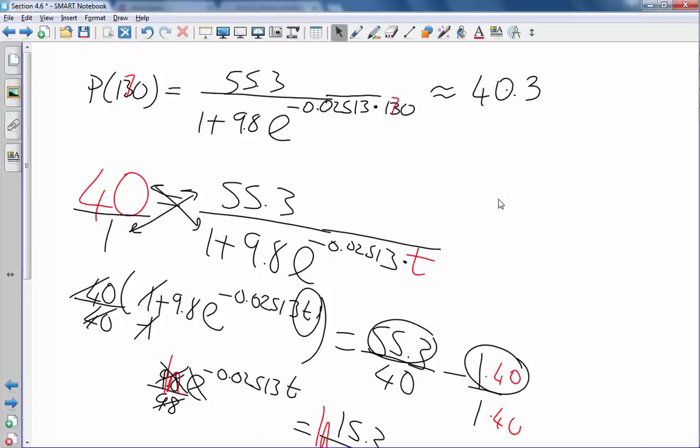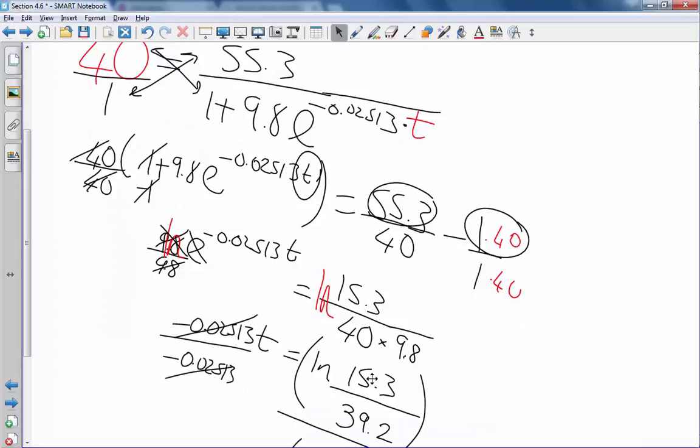Alright, that means there is only one way to explain it. I made a mistake somewhere here. What is 40 times 98? Seems correct.